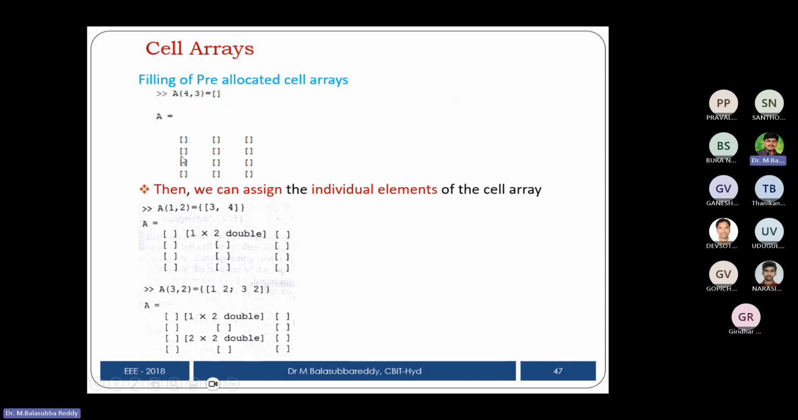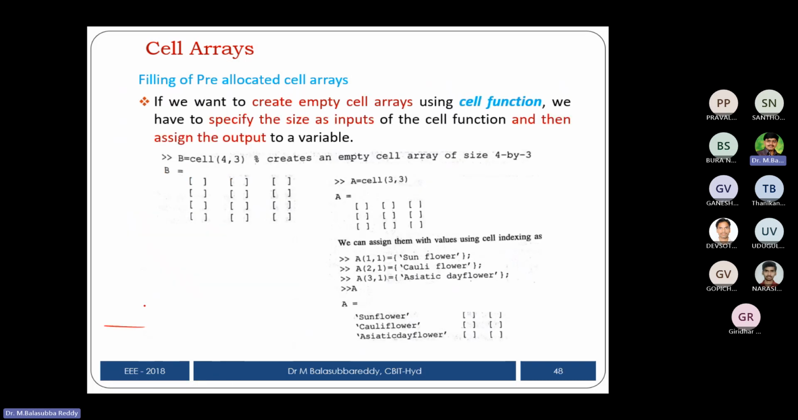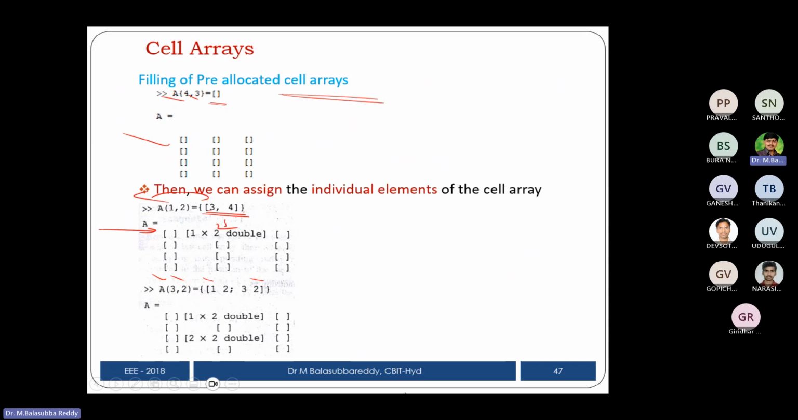Then first, empty brackets are going to be created. Yes, it is a cell array, it is not a null. What you will do is first create 4 rows and 3 columns with this empty. Now what I did is I'm adding 3, 4 in the first row, second column. So first row, second column, I added the value 3, 4. And some other data, third row, second column, I added this matrix. Like that, wherever you want to add, you are able to add that information, and you will get that.